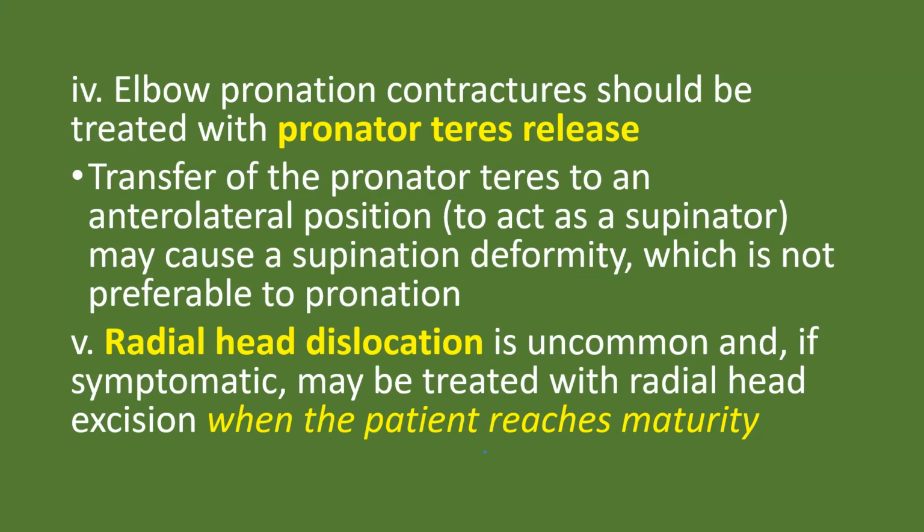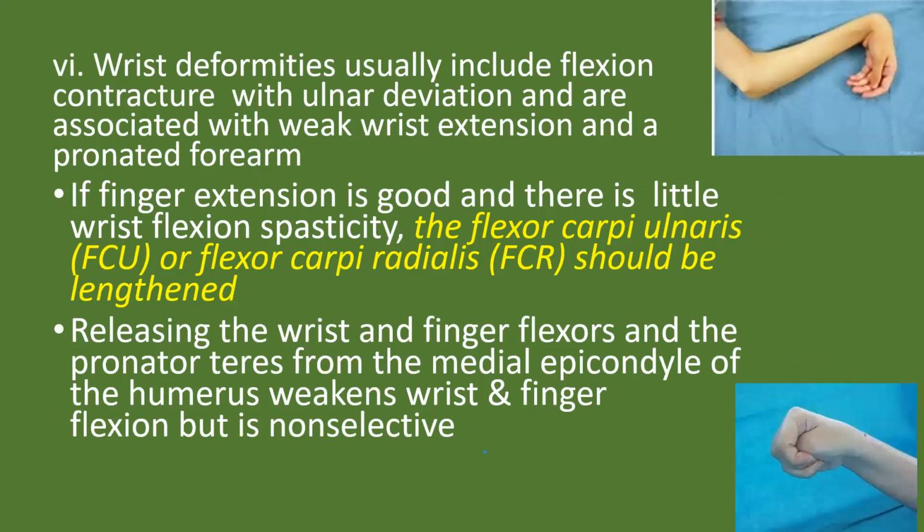There are multiple procedures that you can have. Many children will end up having a radial head dislocation. Of course, you wait until the child becomes mature. If he still has problems with this, then you can resect the radial head. If you look at the slide below, you see that the thumb is fixed in the palm underneath the fingers. And this would hinder function.